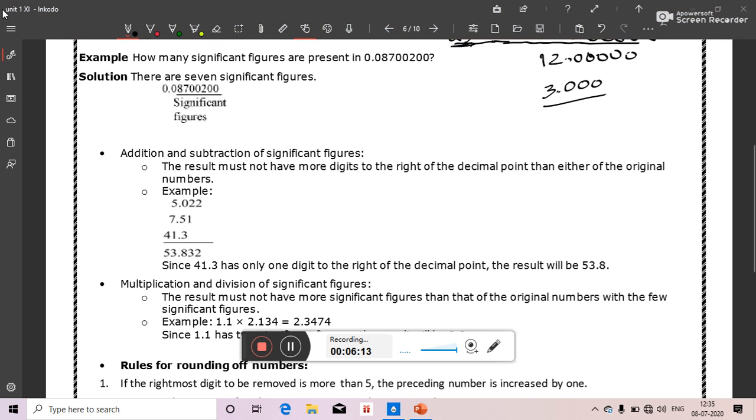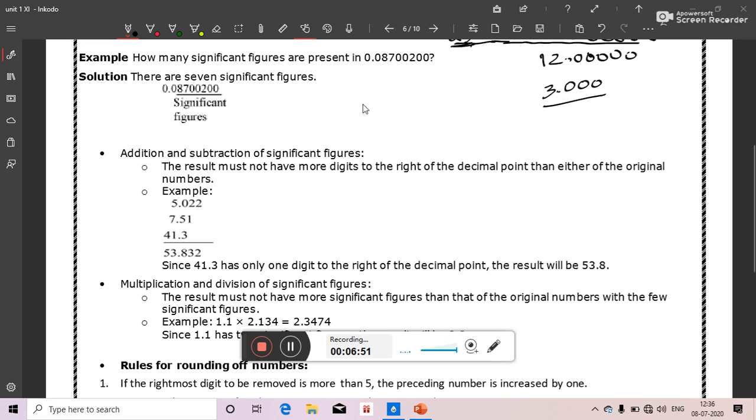Let us see an example to understand the significant figures. How many significant figures are present in 0.08700200? Now here we will see that zeros before non-zero digits are not significant. Zeros between the non-zero digits are significant. Zeros on the right hand side are significant, but the condition is that there should be a decimal point. So that means the first two zeros will not be counted. After that all the digits will be counted. So how many significant figures are there over here?